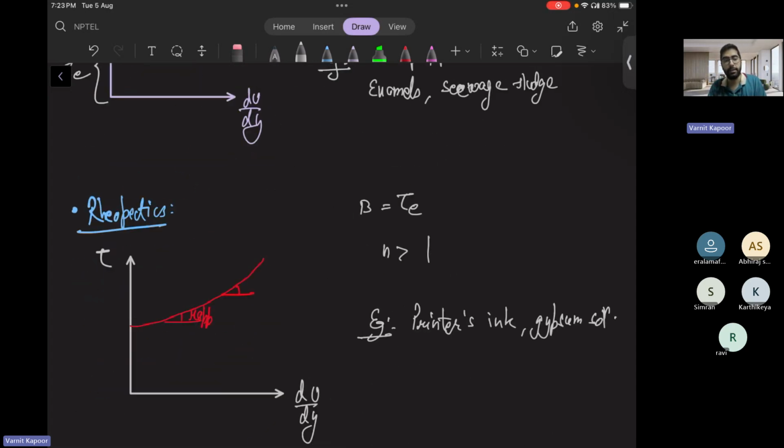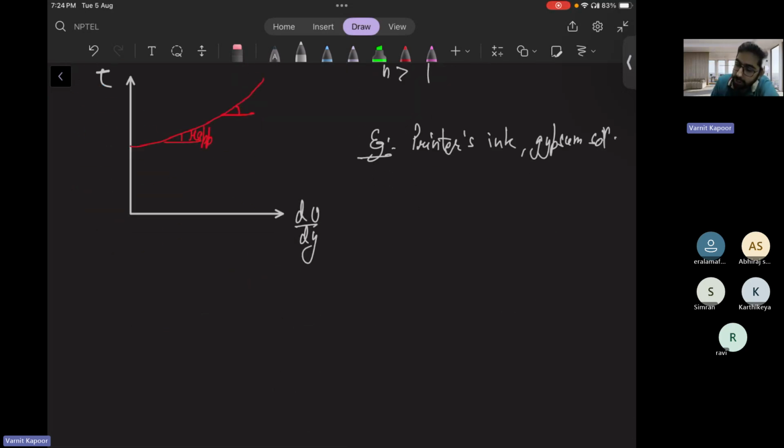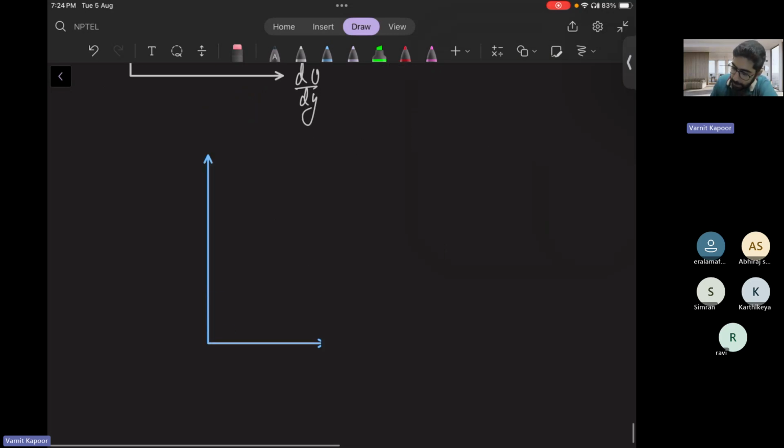Whereas for printer ink, not paints and ketchups, those are same. If you keep your paints for a long amount of time, they get thinner with time. Whereas for printer's ink, if it is kept for a long amount of time, that ink gets dried up and thicker. It loses its moisture and gets more and more thick. So how, with respect to time, will the viscosity of thixotropic and rheopectic look like?